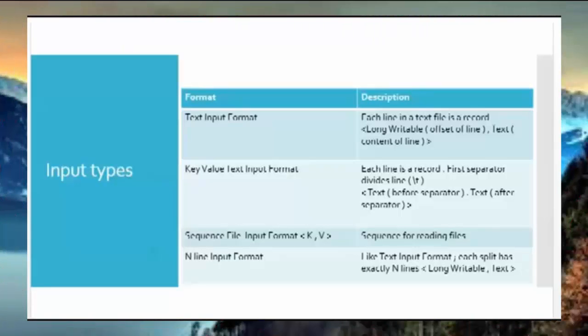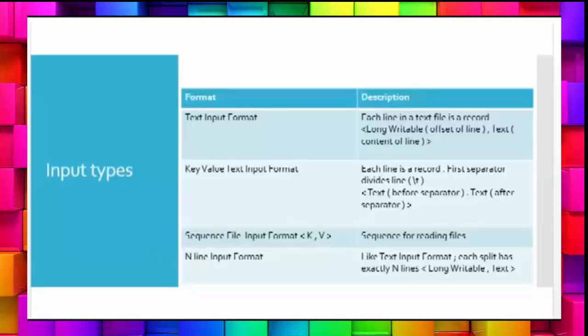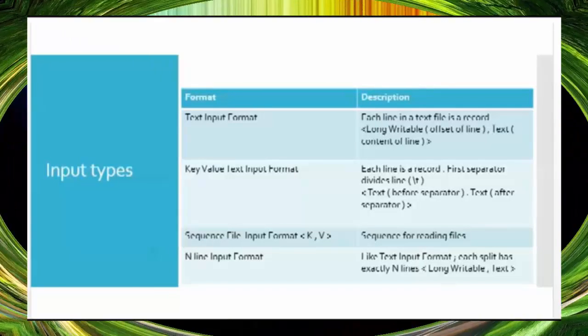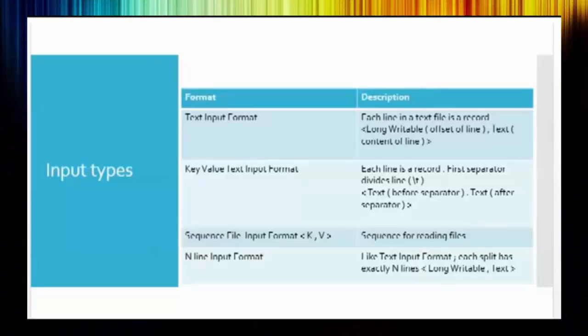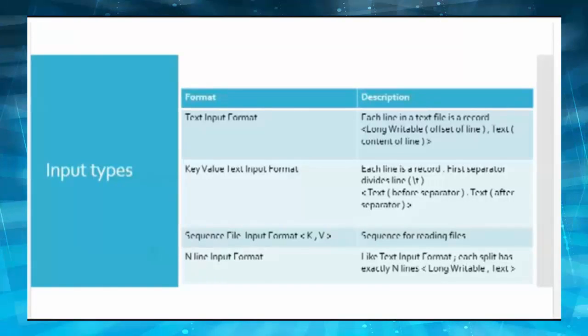And just to contrast text input, let's just take the next one, key value text input. Each line is a record. The first separator divides each line. The separator is set by the key.value.separator.in.input.line property, the default is the tab. Key is text, anything before the separator. Value is text, everything after the separator. So again, these implementation details are really, really important when you're running your MapReduce job.